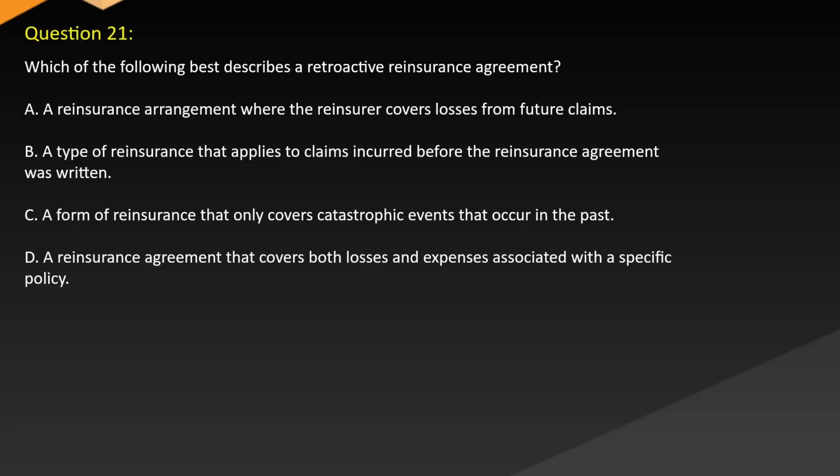Question 21. Which of the following best describes a retroactive reinsurance agreement? A. A reinsurance arrangement where the reinsurer covers losses from future claims. B. A type of reinsurance that applies to claims incurred before the reinsurance agreement was written. C. A form of reinsurance that only covers catastrophic events that occurred in the past. D. A reinsurance agreement that covers both losses and expenses associated with a specific policy.